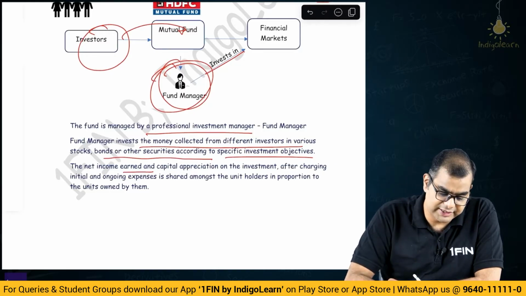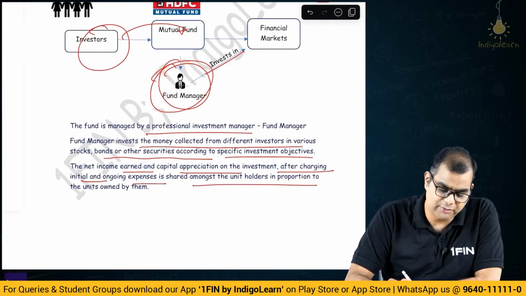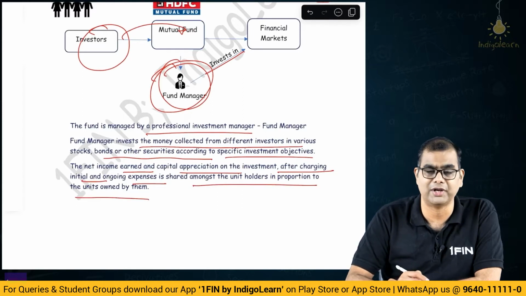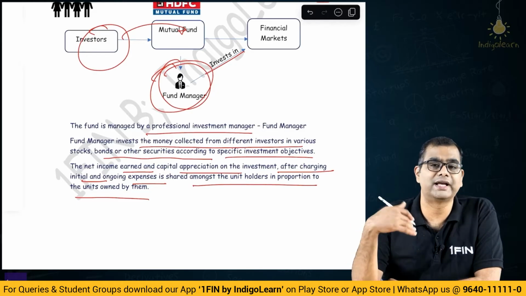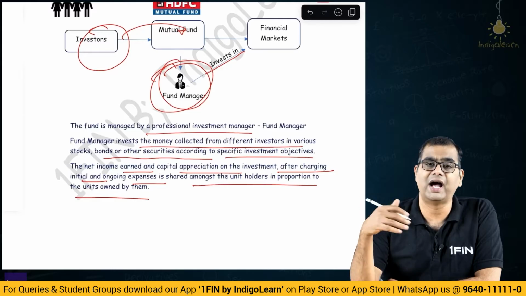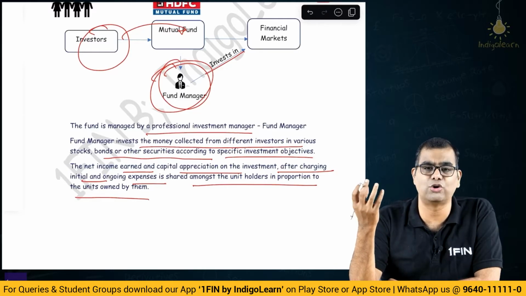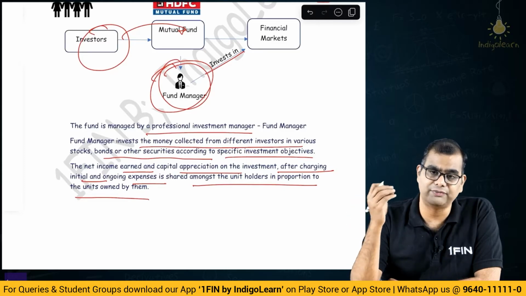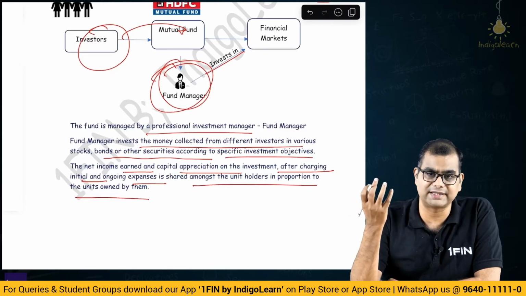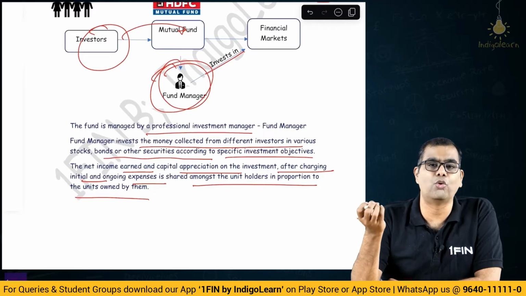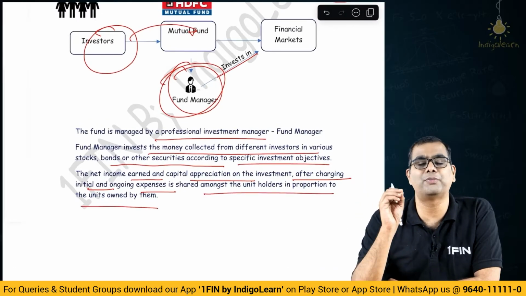The net income earned or capital appreciation on investment, after charging initial and ongoing expenses, is shared among unit holders in proportion to the units owned by them. So once the investment is made, the capital gains that are made or the dividends that are received are distributed among the unit holders. The capital gain is not necessarily distributed, but increases the overall value of the asset, and the overall value of the assets under management that is increased is owned by all the unit holders in proportion to the number of units that they hold.